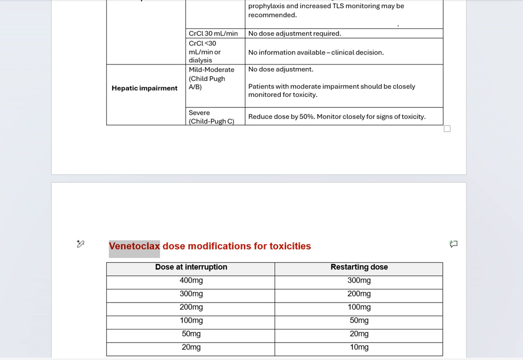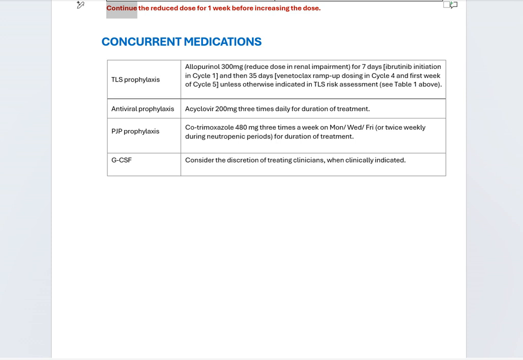Venetoclax dose modifications for toxicities. Dose at interruption, restarting dose: 400 milligrams, 300 milligrams. 300 milligrams, 200 milligrams. 200 milligrams, 100 milligrams. 100 milligrams, 50 milligrams. 50 milligrams, 20 milligrams. 20 milligrams, 10 milligrams. Continue the reduced dose for 1 week before increasing the dose.